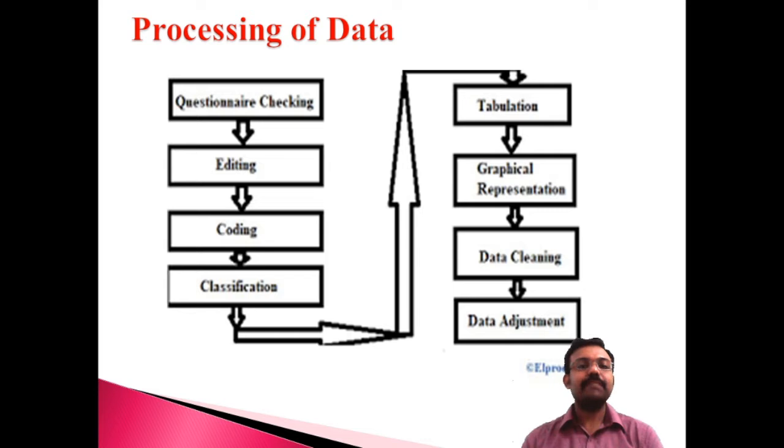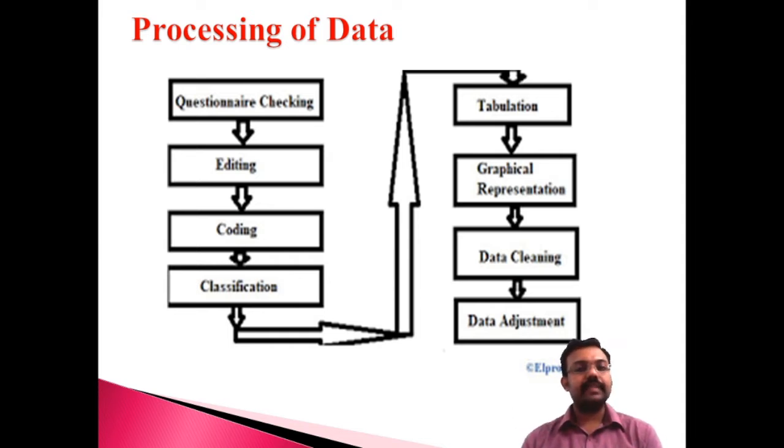From a researcher's point of view, one of the important elements is the processing of data. The data can be processed through different stages. Suppose you are preparing the questionnaire, and after that you are editing, coding, classifying, tabulating, making graphical representations, and then data cleaning and data adjustment. These are the different steps involved in the processing of data.